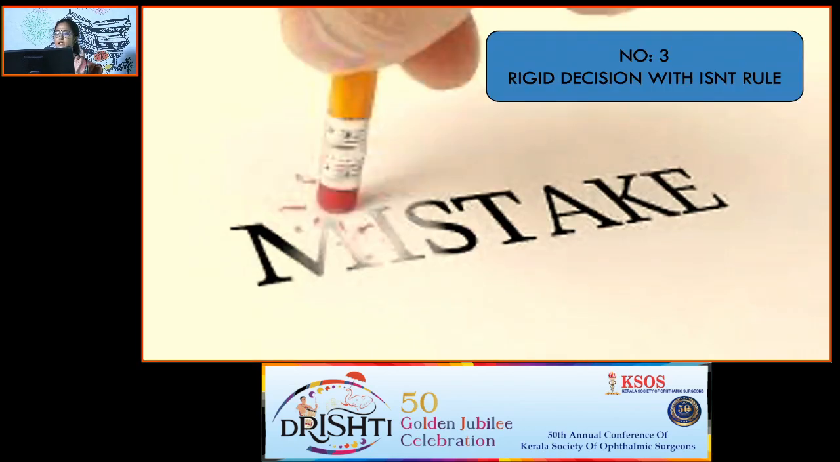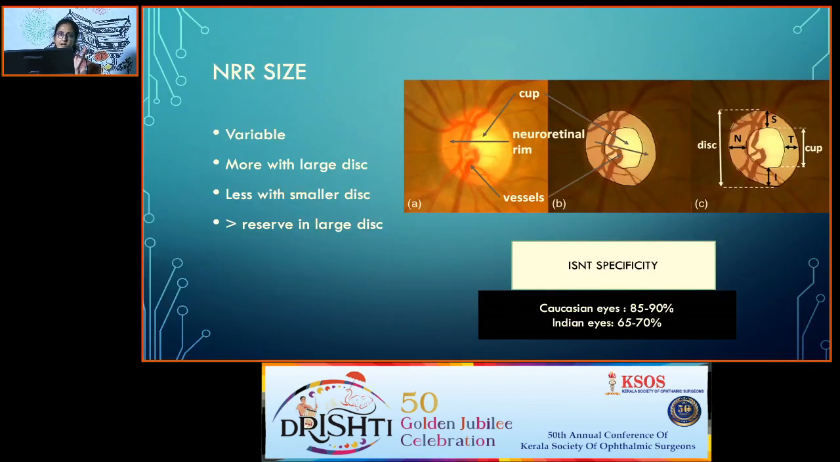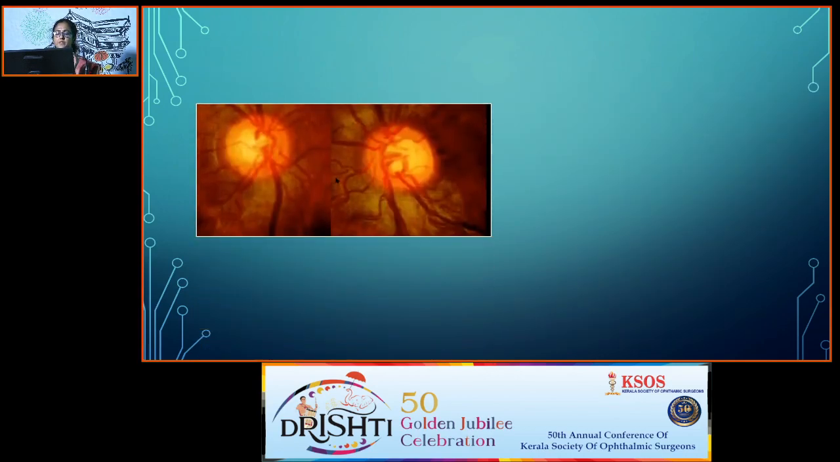Mistake number 3. You take rigid decisions with ISNT rule. I know that ISNT rule is very important as a diagnostic part of glaucoma, but what you have to understand is it is variable, and it is more with the large disc, less with the smaller disc, and there is more reserve in the large disc. The ISNT specificity in Caucasian eyes is 85 to 90 percentage, whereas in Indian eyes it is only 65 to 70 percentage. Just I would like to share an experience.